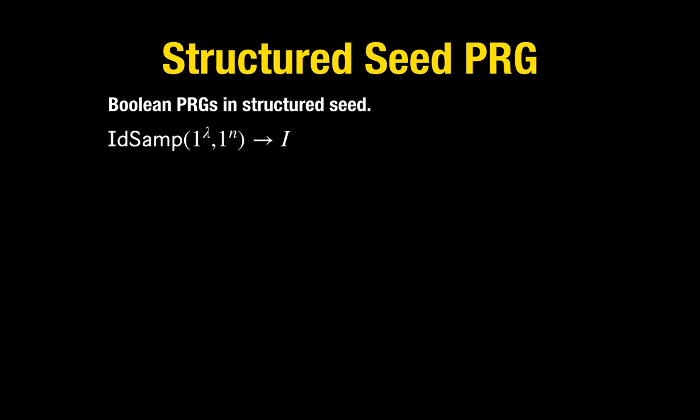So it has the following algorithms, like any PRG candidate. It has an index sampling algorithm, which takes two parameters. The first parameter is lambda, which is a security parameter. It controls the level of security. The second parameter is n, which is the length parameter, which controls the length of the input. Think of n as some arbitrary large enough polynomial in lambda, and it outputs an index.